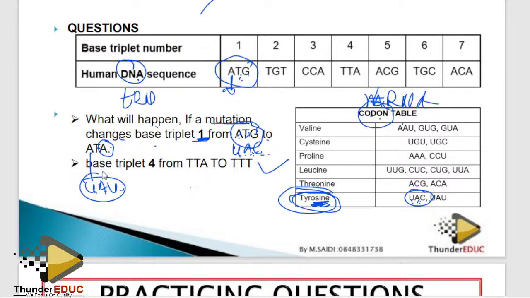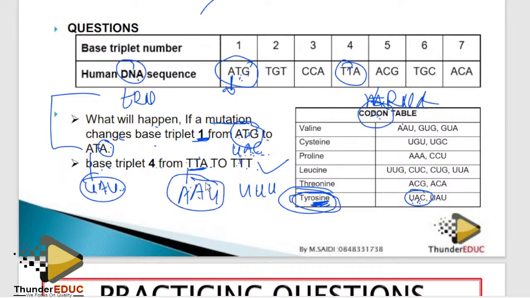Then, what about base triplet number 4? So this is the first instance. The second instance: what will happen to a protein if the base triplet number 4, ATA, is changed to ATT? I have to convert it, because the DNA needs to be in messenger RNA. ATA is going to be: T goes with A, U, and then this one is going to be U. So now I say that this will change into this. This will code for this, and this will code for this. Cool. That's point number 1.